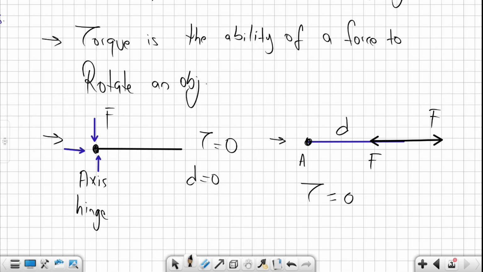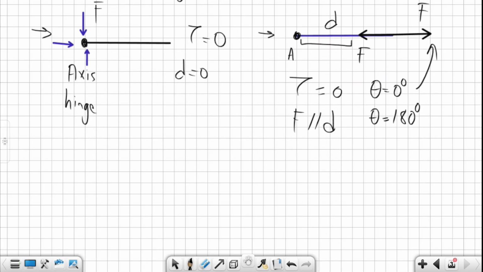But on the right side, you can see that we have applied the force at a distance, but the angle here is equal to 0 because they are parallel. Both of them are parallel, and the angle for this one is 0 degrees, and for this one it is 180 degrees. So here we can say that the force is parallel to the distance. As a result, it couldn't rotate the door or the window.